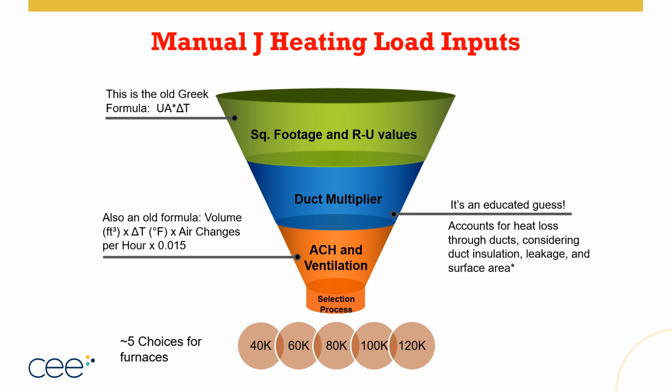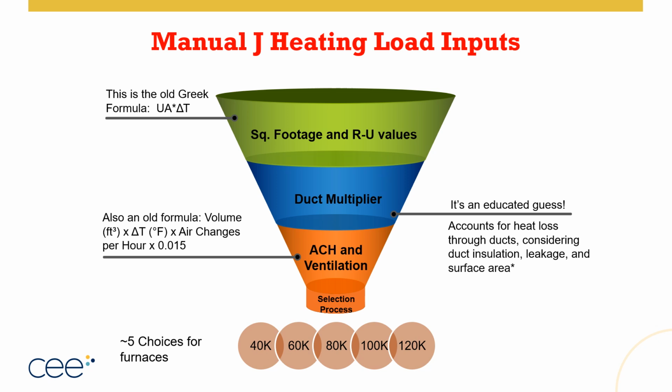So what all truly goes in? Remember, I talked about this earlier. We're going to get a little bit more details. Heating load inputs. The largest single load input for most houses is the envelope. So that's the square footage and the R and U values of the building. And that's UA times delta T. So it's the weighted U value of the area of your walls, your windows, your doors, your ceilings, your floors, times the delta T, the temperature difference between inside and outside. That's going to determine the largest single heating load for your building.